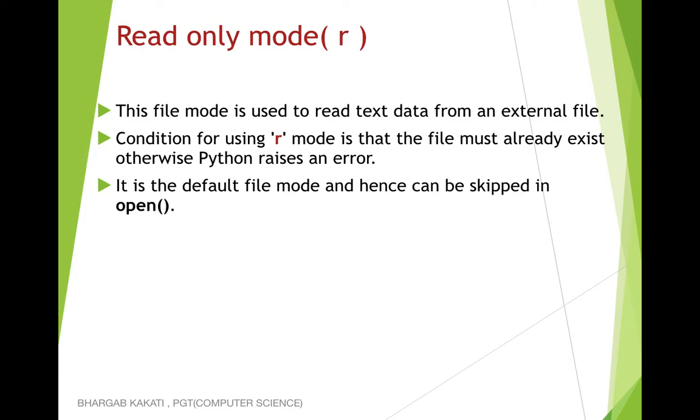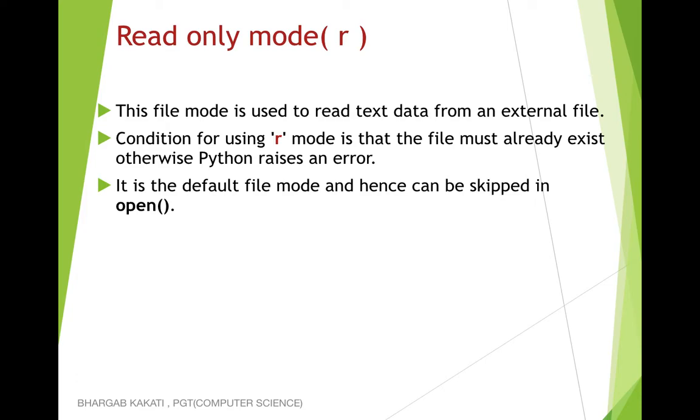It is the default file mode and hence can be skipped in the open function. Now, what is the open function? The open function is used to attach a file to a particular Python program, which I have already discussed in part 2. If you want to know about the open function in detail, then you should check out part 2 of this chapter. Now read-only mode, or the r mode, is the default mode in Python. Therefore, if you do not specify any mode, then by default that file will be opened in read-only mode.